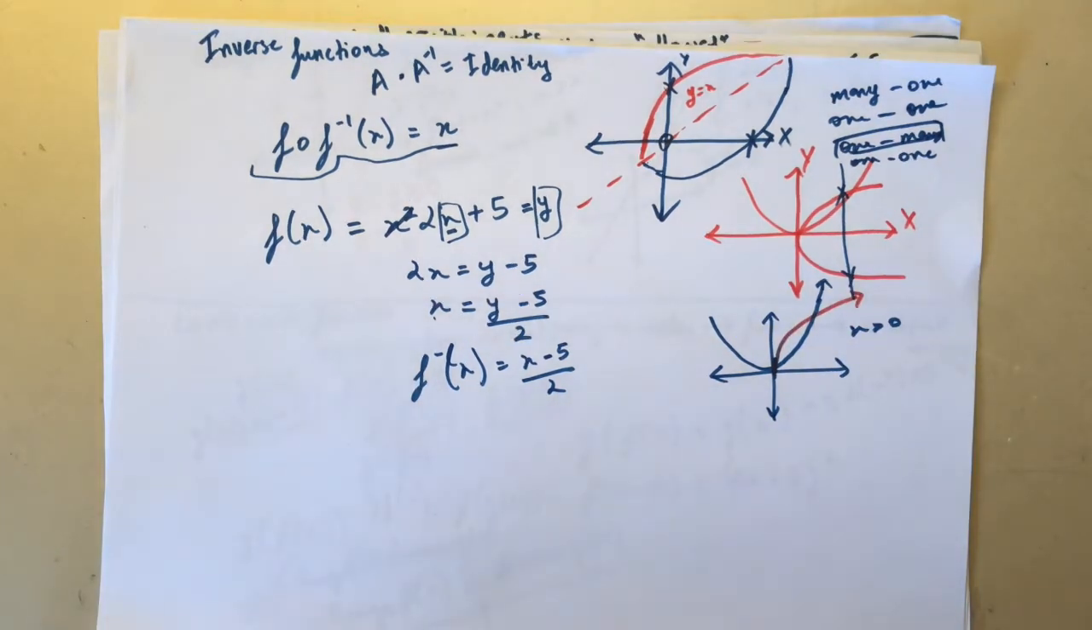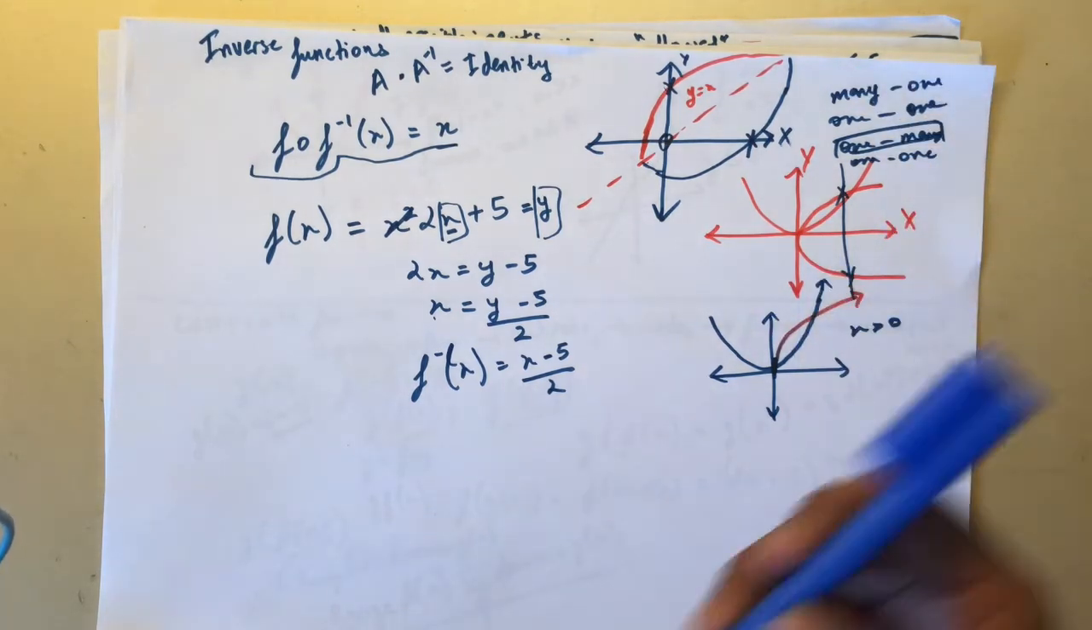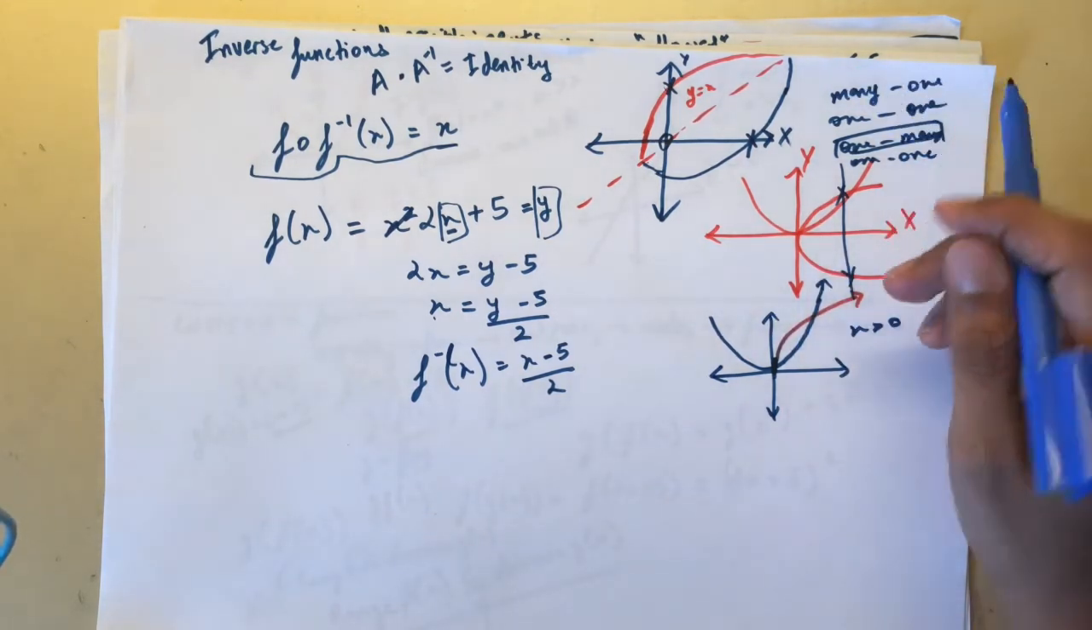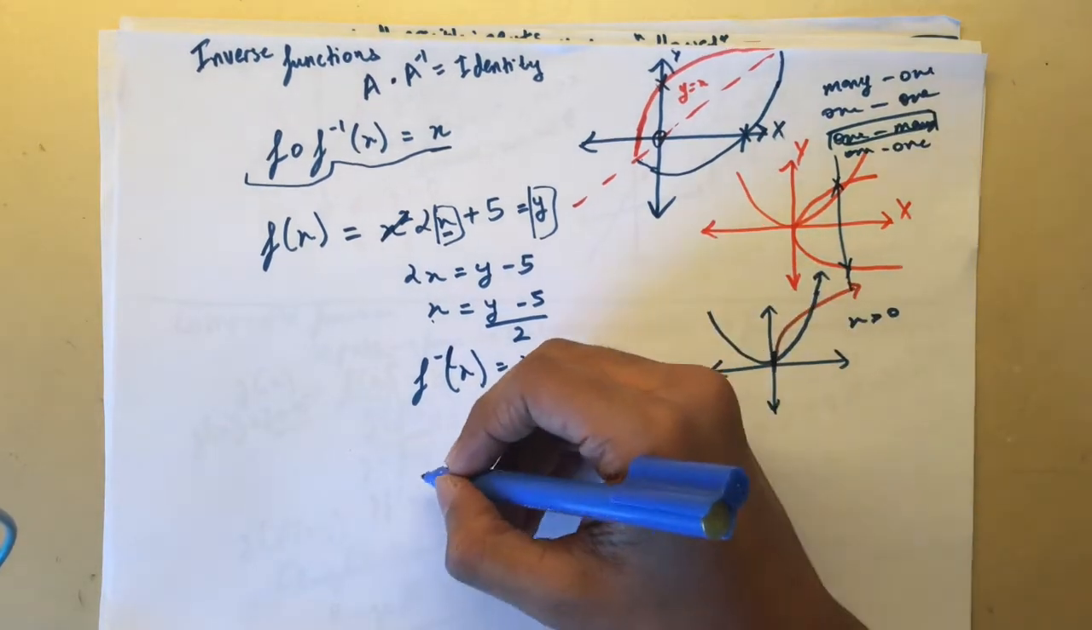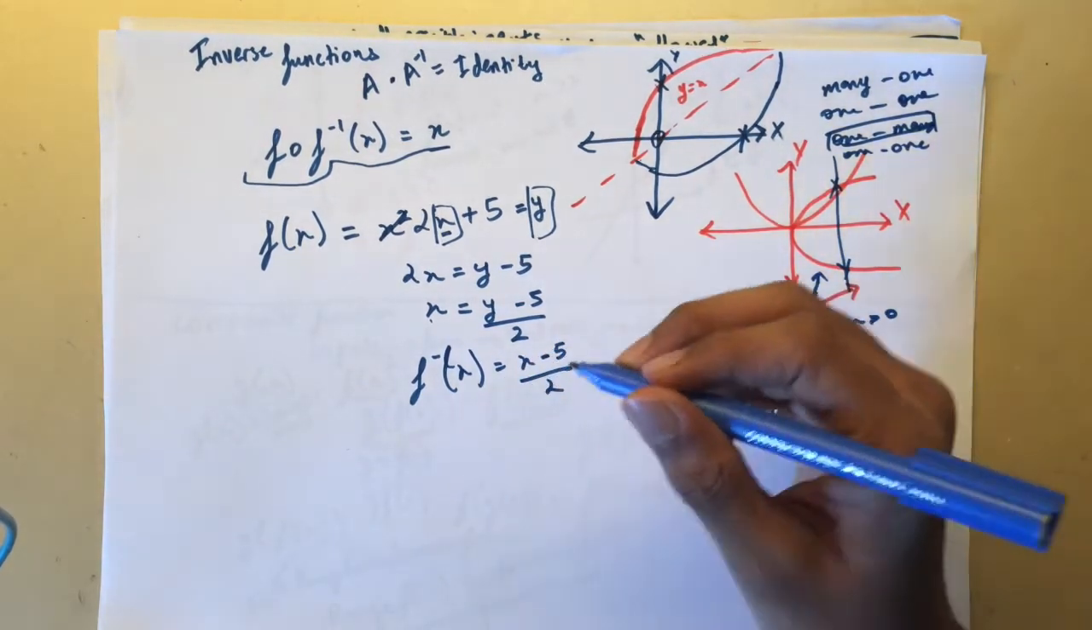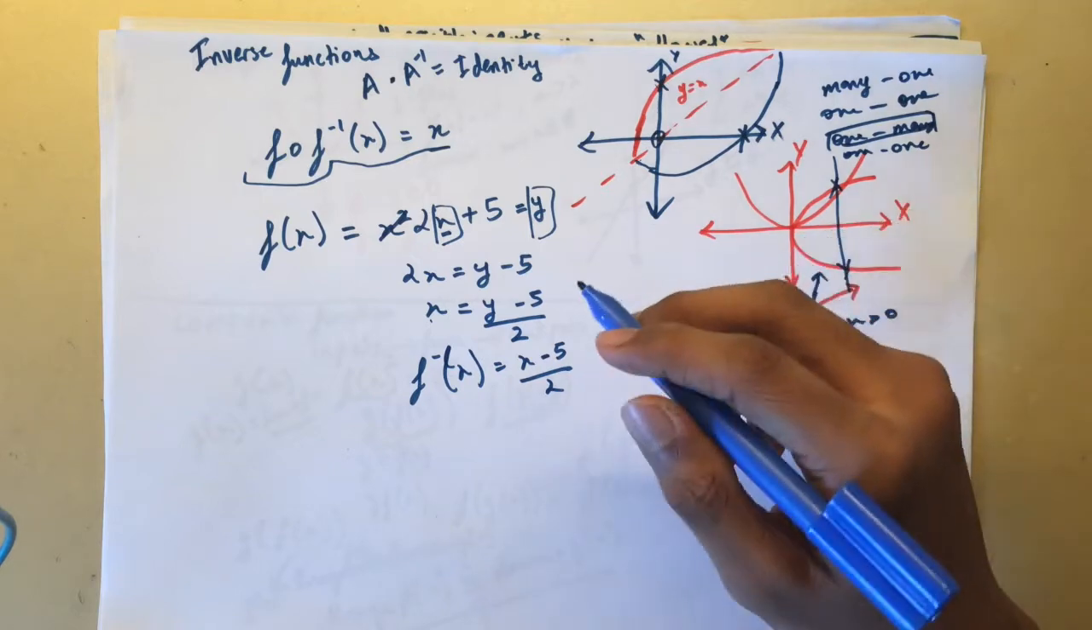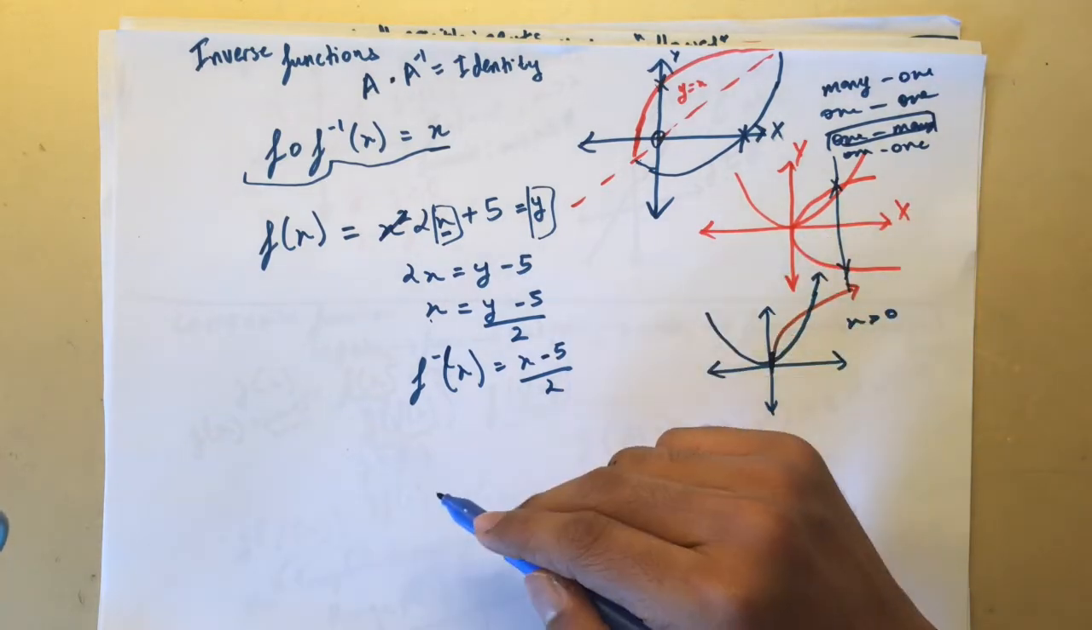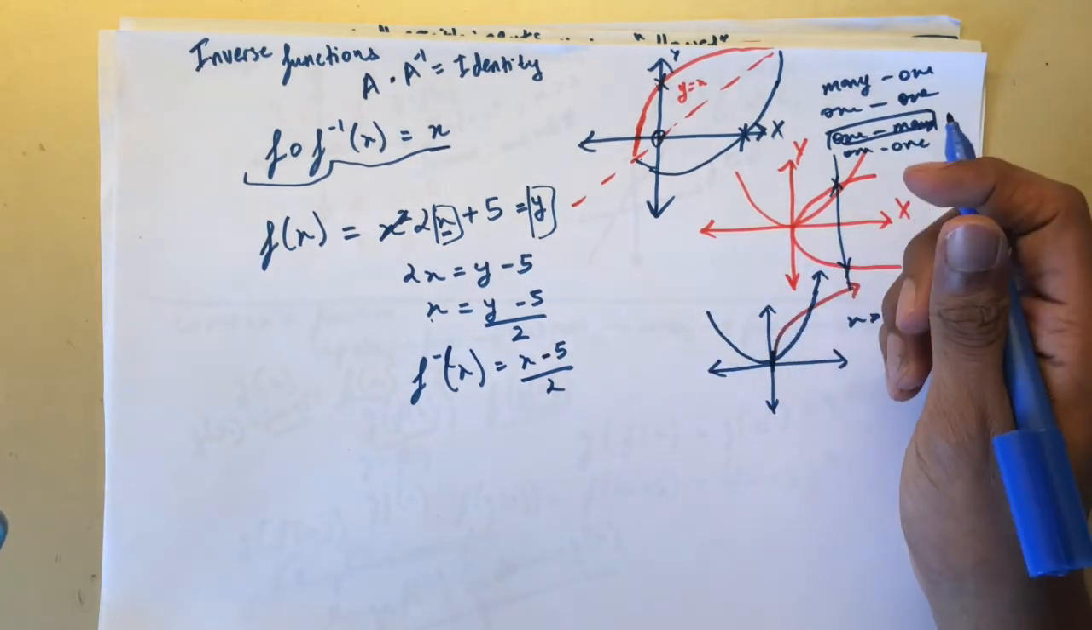And something that you would have to see is that the domain and the range get exchanged the same way that x and y get exchanged. So for f of x, the domain of f of x would be equal to the range of f inverse of x, and the range of f of x would become the domain of f inverse of x.